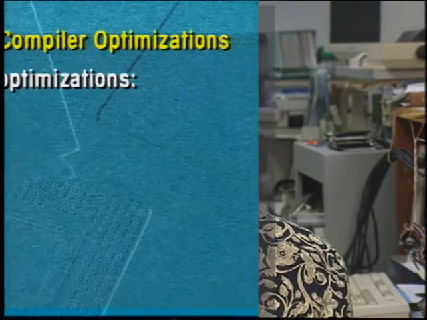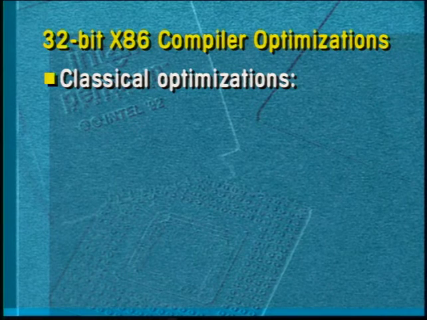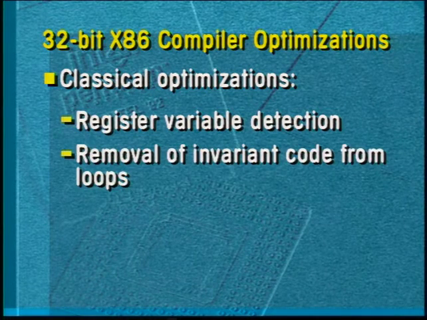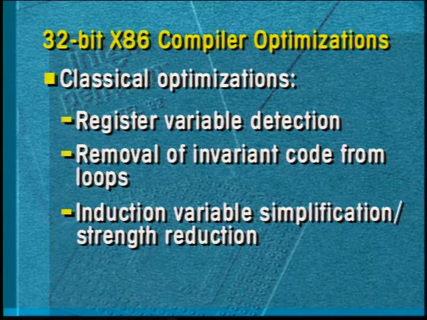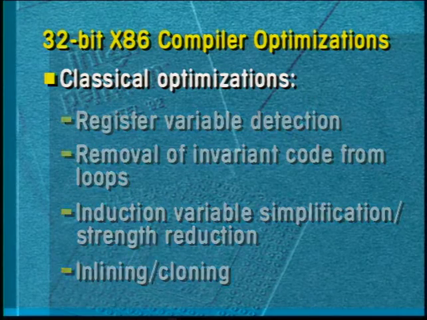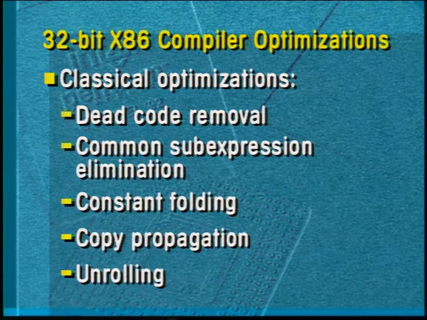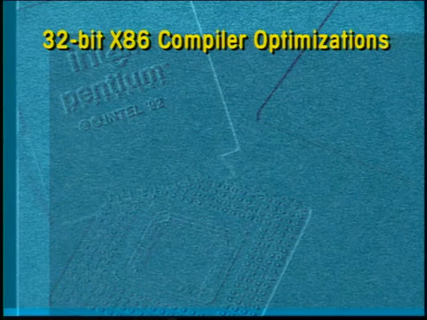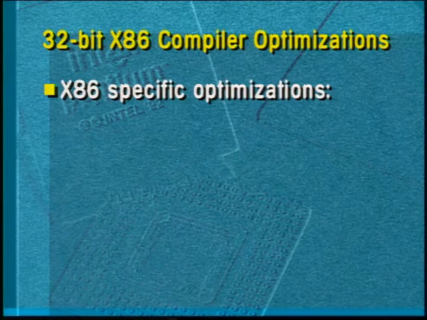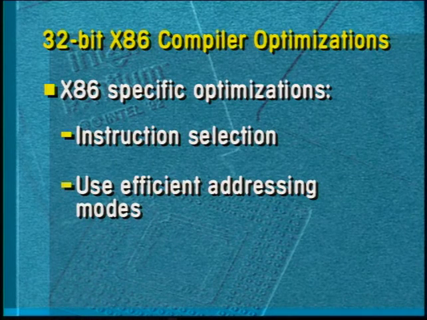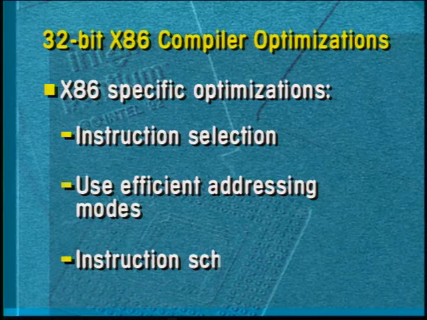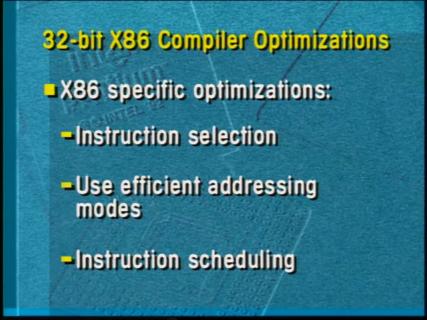Just now I illustrated a few techniques of our optimizing compiler. Our 32-bit compiler has extensive optimization to ensure the maximum performance of the Pentium processor. We have state-of-the-art classical optimizations like register variable detection, loop invariant code motion, and others listed here. We also pay specific attention to the x86 architecture as well as our CPU implementation in terms of selecting effective addressing modes and code sequences and rearranging instructions to take advantage of the superscalar core.